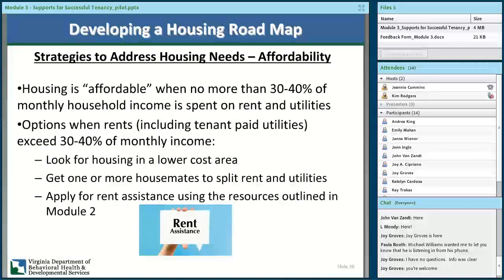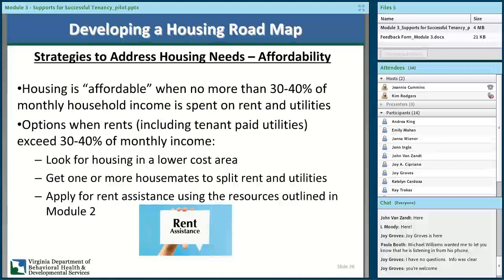Housing is generally considered affordable when a household spends no more than 30 to 40% of their monthly income on rent and utilities. Households may be at risk of eviction if they pay more than this, and later experience a decrease in income or an increase in expenses.